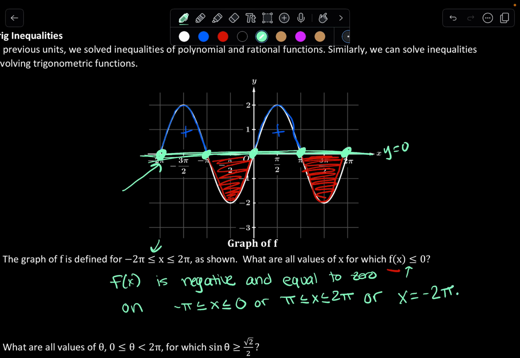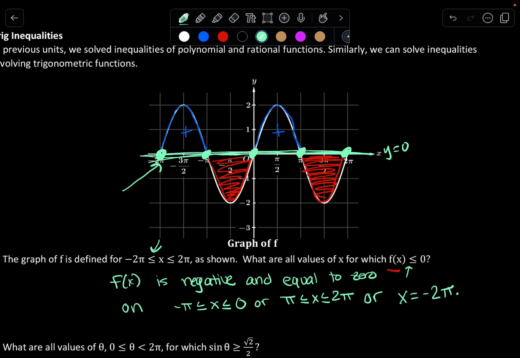I don't remember who it was in one of my classes. I actually missed this the first year I taught it, and then a student pointed it out in class, and yep, that was something that I missed. So make sure you check when it's actually equal to 0. Don't leave any solutions out.